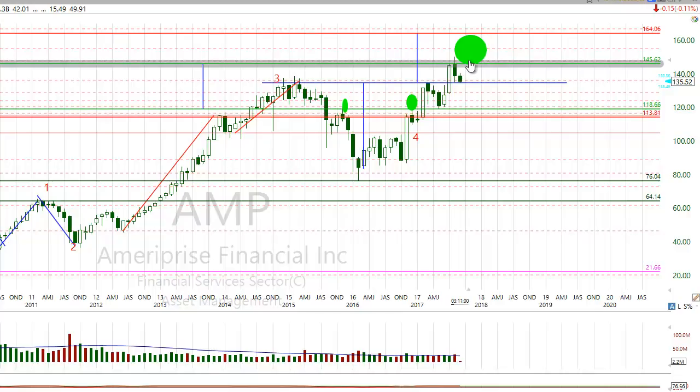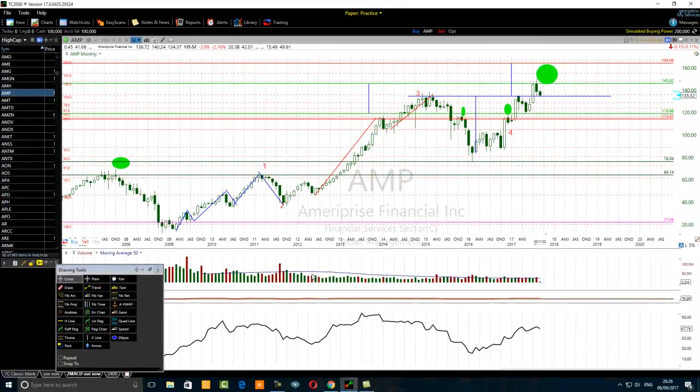So a bullish signal above $145.62 and a bearish signal below it. So bullish above, bearish below, 145.62. Is it going to form a 1, 2, 3, 4, 5 move down, or is it going to form a normal correction? That is the question.